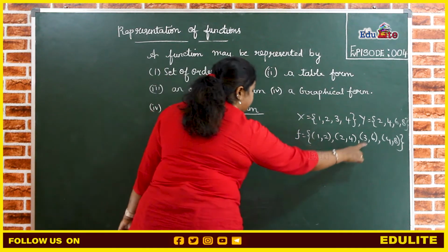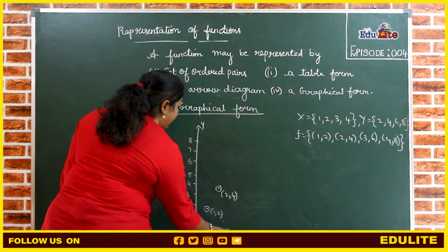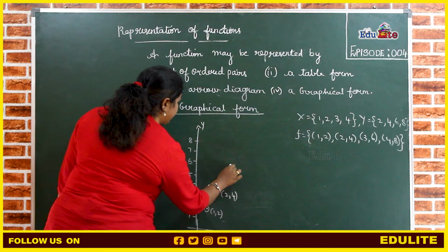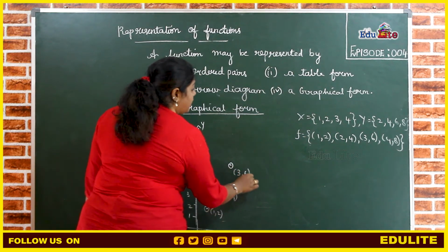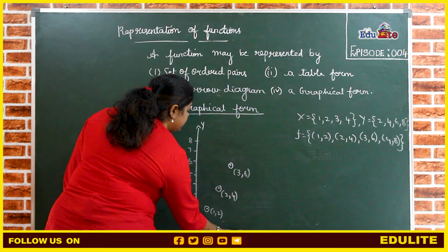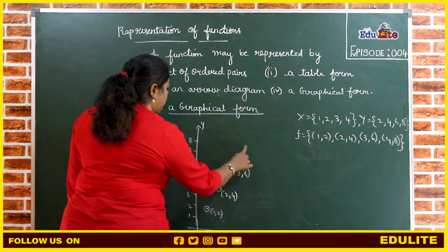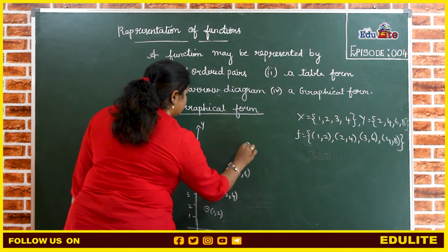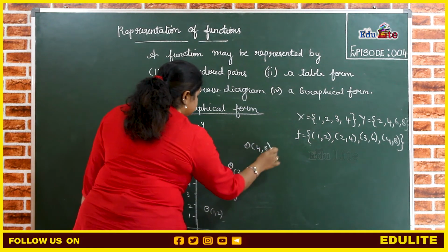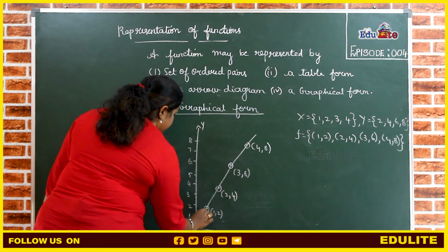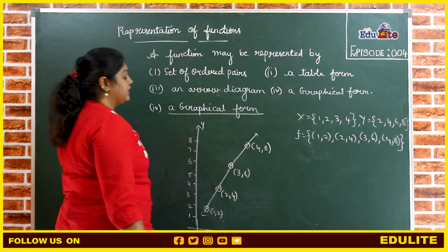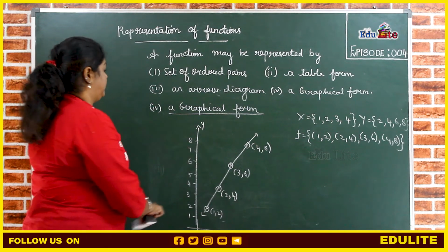Next pair is 3, 6. 3 at x and 6 at y. We have to plot it here, 3, 6. Next, the fourth point is 4, 8. 4 at the x-axis and 8 at the y-axis. So it will come here, 4, 8. Next we have to join the points we plotted in the graph. So this is how we represent a function in a graphical form.